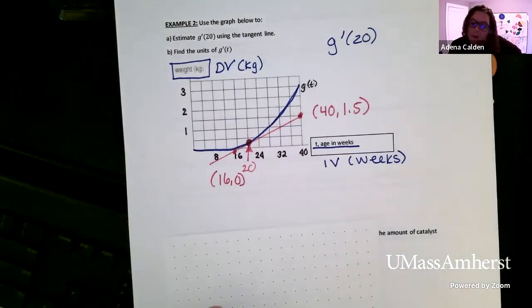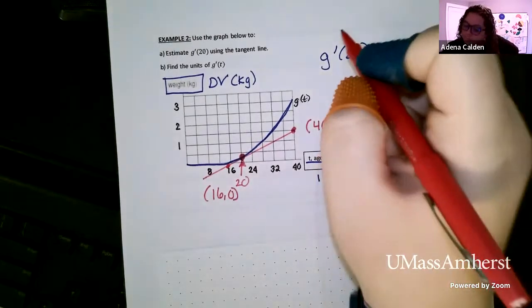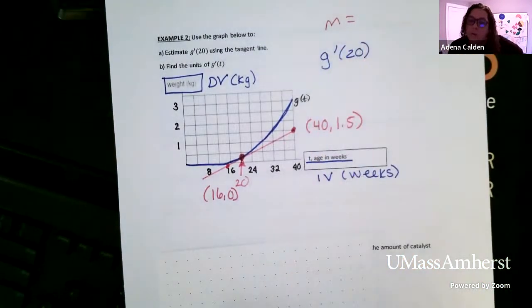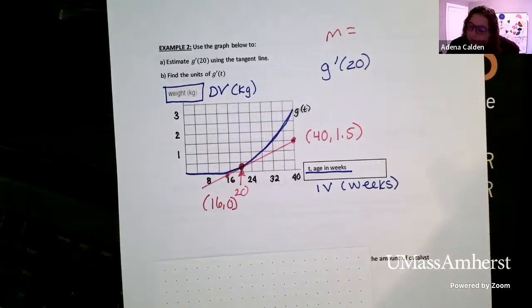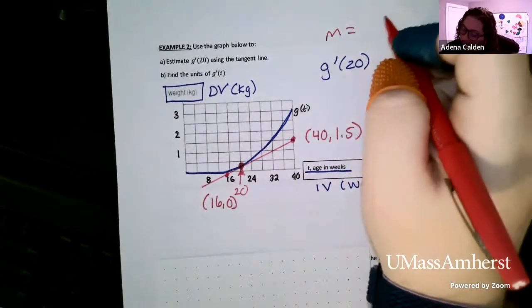So in order to approximate the slope here, we're going to do the change in y over the change in x, right? So when we think about the change in y, these numbers are pretty small.